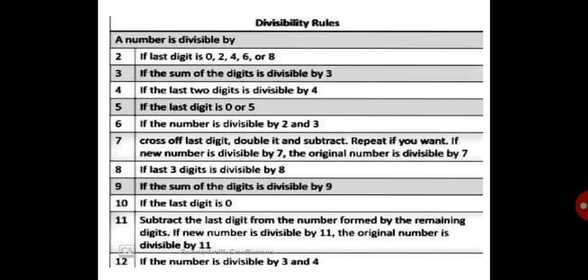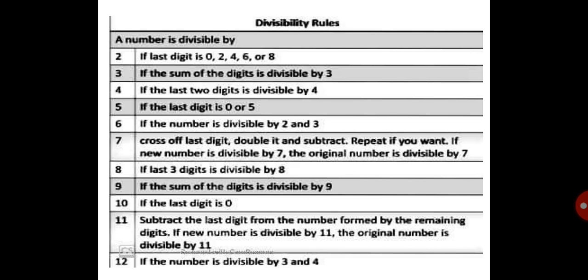Now divisibility by 6. If the number is divisible by both 2 and 3, then it is divisible by 6. I will take one example, that is 42. The last digit is 2 in 42, so the number is divisible by 2. And the sum of the digits, 4 plus 2, equals 6, is divisible by 3. This implies that 42 is divisible by 3. This is clear that 42 is also divisible by 6.